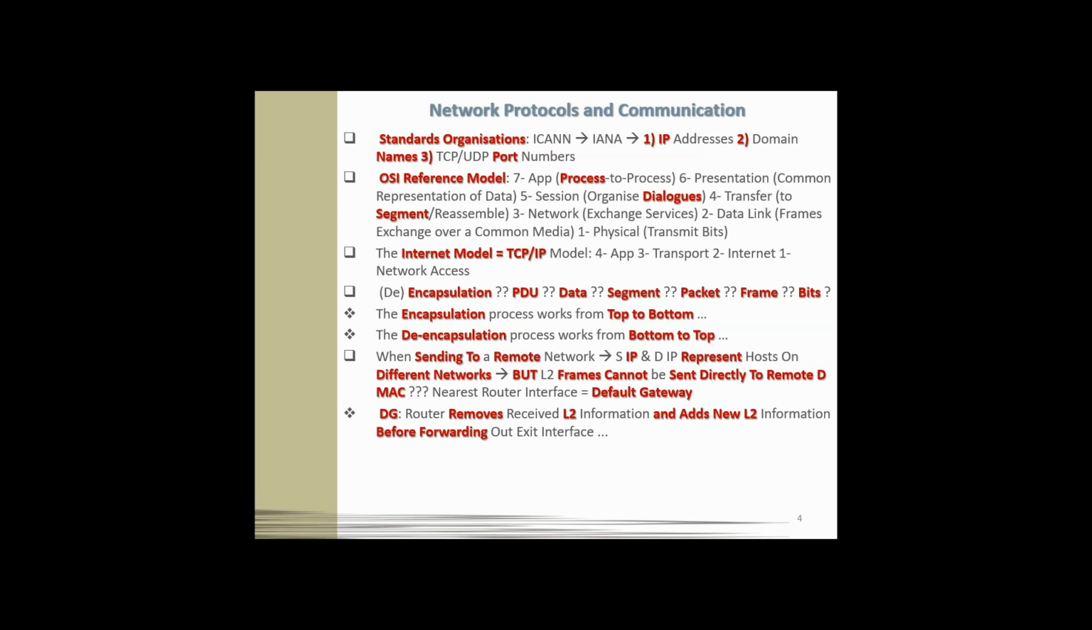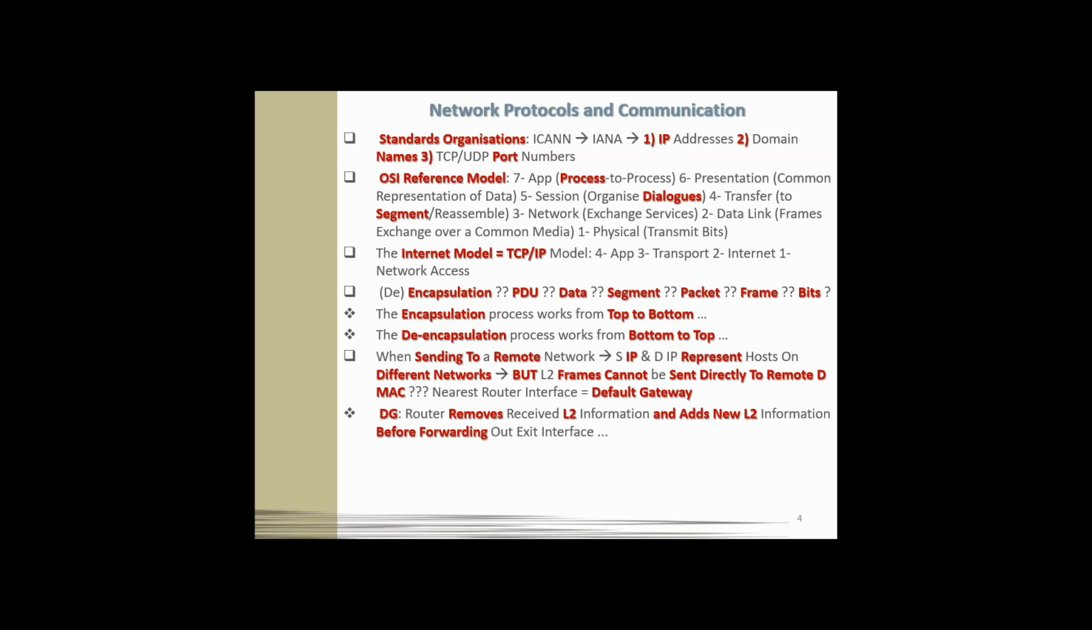Next up, when a sender and a receiver are both on the same network, then we don't have a problem finding out the destination MAC address, adding the new layer 2 frame header and sending the frame out.